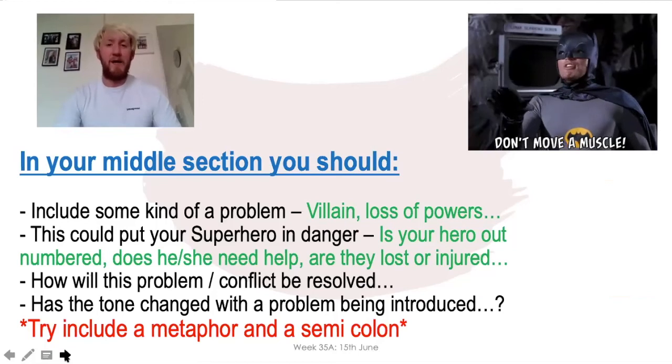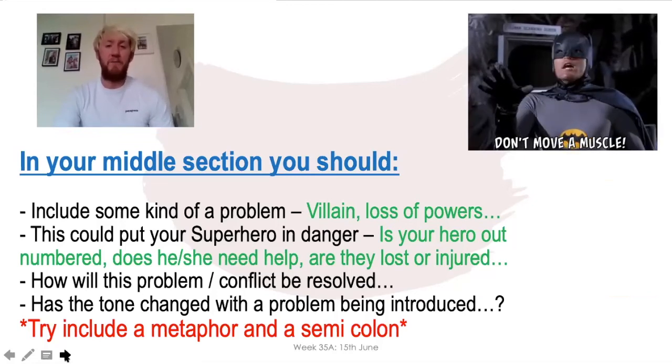Again, there's some writing in red, and this time I want you to try and include in the middle section of your story a metaphor and a semicolon if you can. Again, if you can include both, fantastic. If not, and you can only include one, that's a good effort as well, so well done.